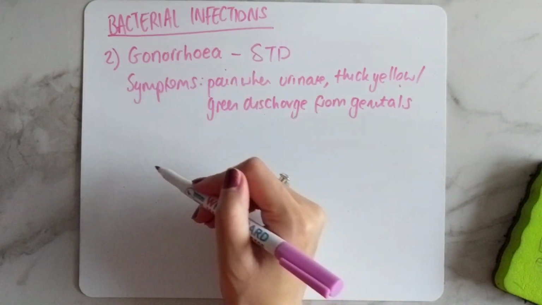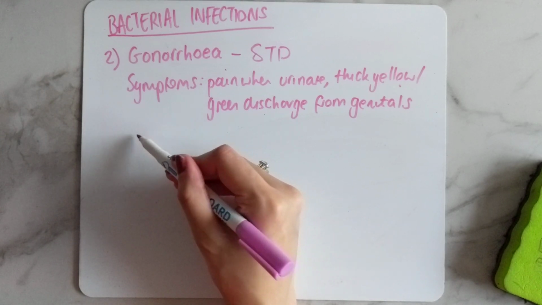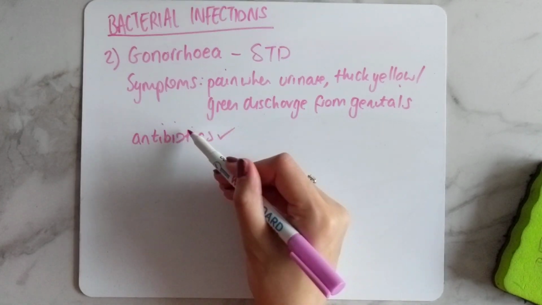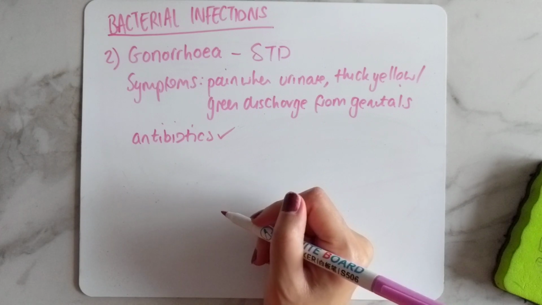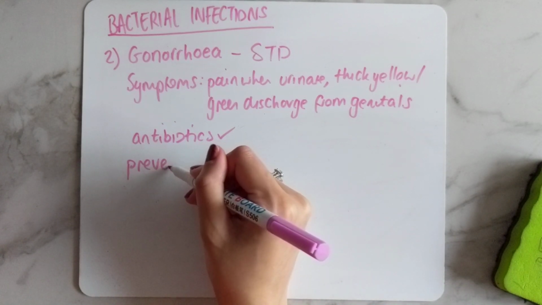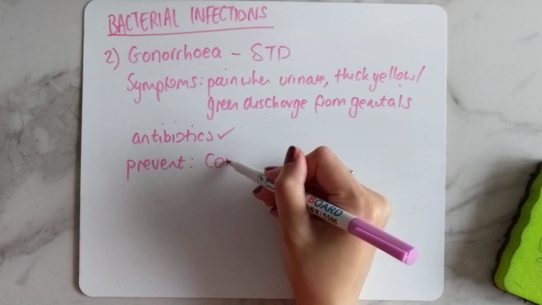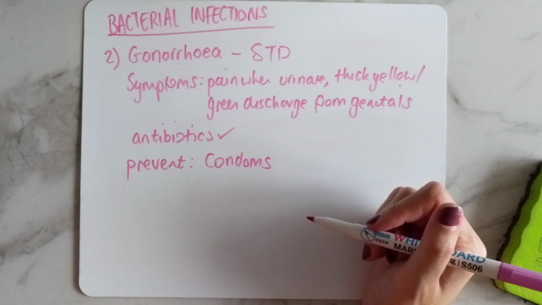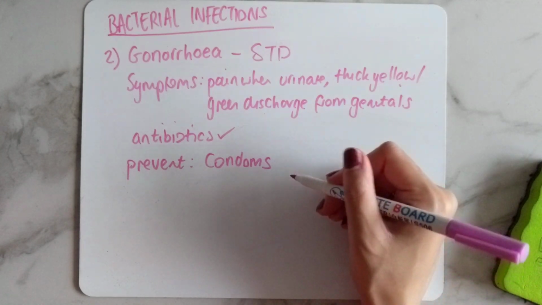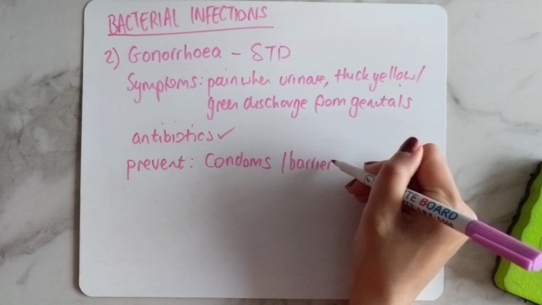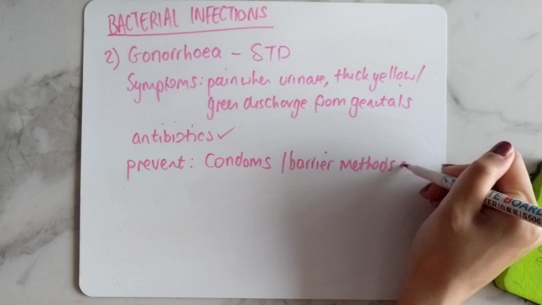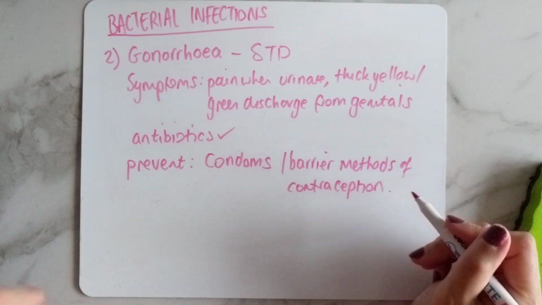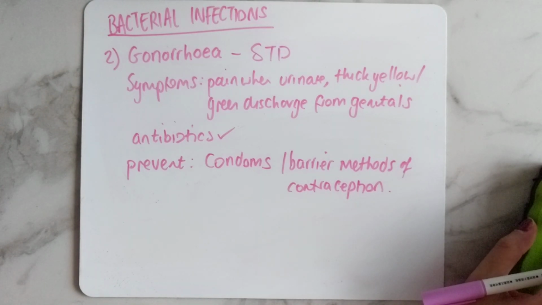And how you can get rid of this infection is antibiotics again, because it's a bacterial infection, so you'll have to see your doctor and the doctor will prescribe antibiotics. But how you can prevent it is by using barrier methods of contraception, so using things like condoms to actually stop the STD from spreading from person to person. So condoms or any barrier methods really. Okay, so that's the second bacterial infection that you need to know.